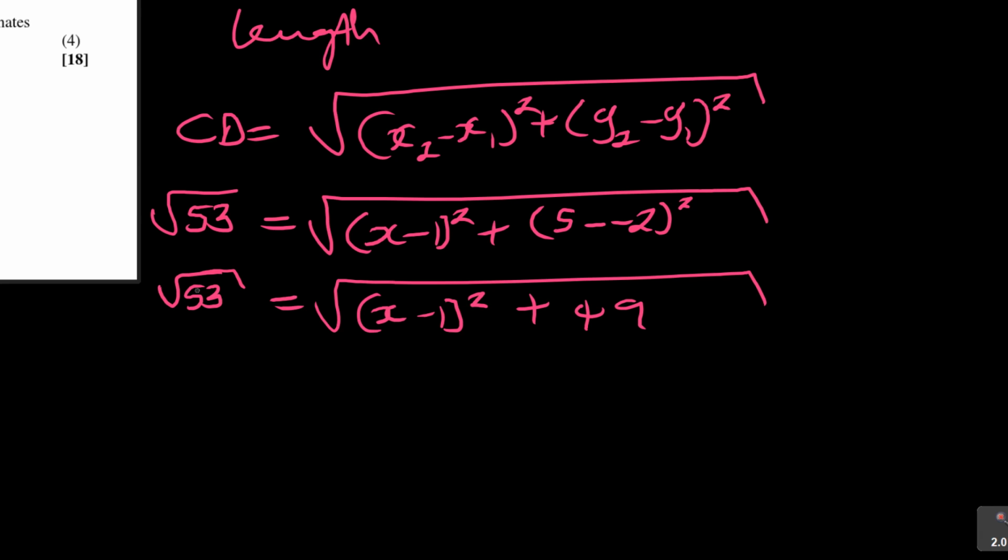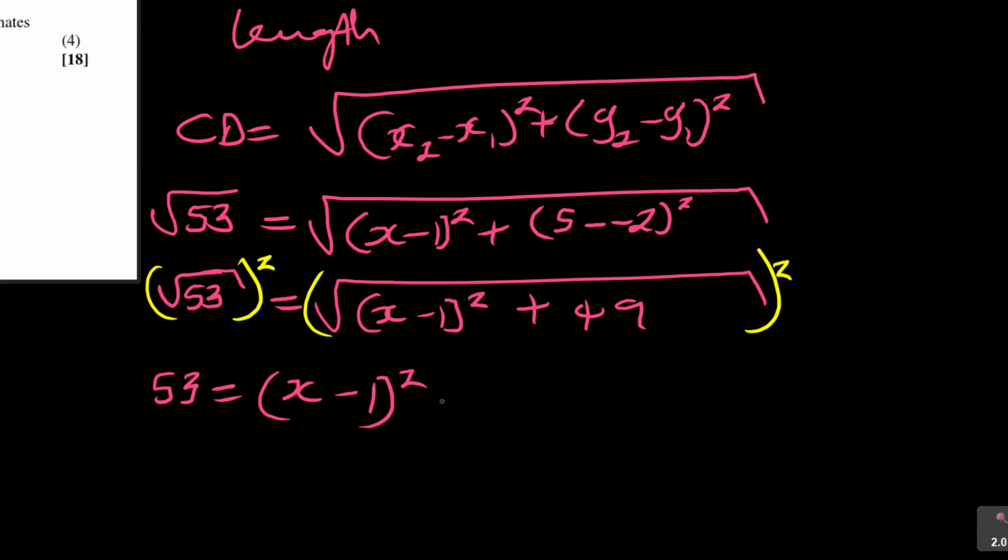To get rid of this square root, you square. You come here, you square. But what you do on the left, you do on the right. You square. So there is a square root, there is a square root. It means it just falls off. So you've got now 53 is equal to (x minus 1) squared plus 49. Are you seeing what's happening?